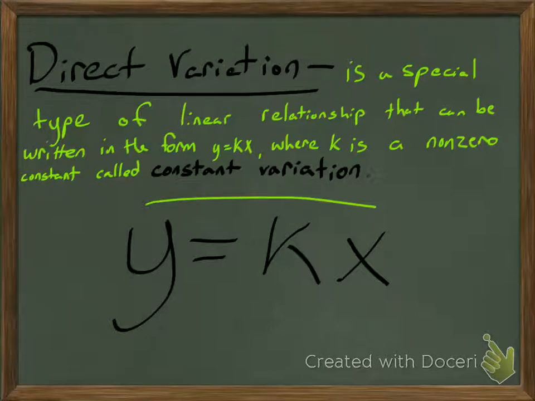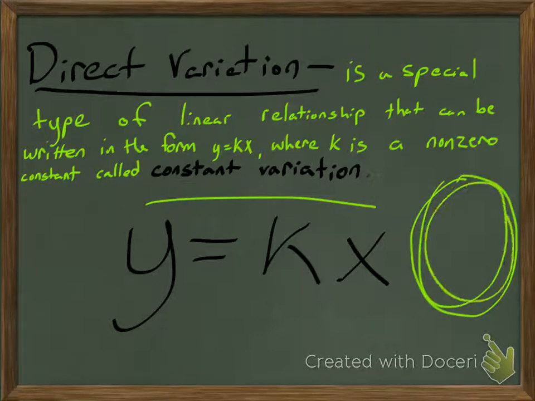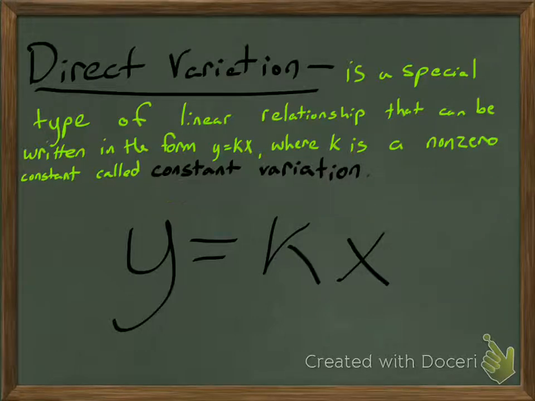Now here's one really important thing that you can remember. On a graph, you notice this doesn't have plus b. When we studied y equals mx plus b, it doesn't have the plus b, the y-intercept. So that means the y-intercept is 0. So with direct variation, it always crosses the graph at 0, 0, the origin.